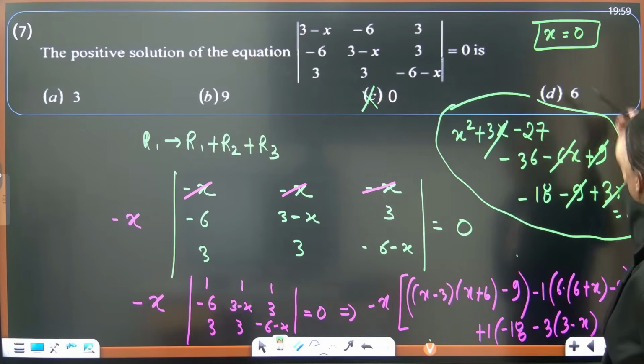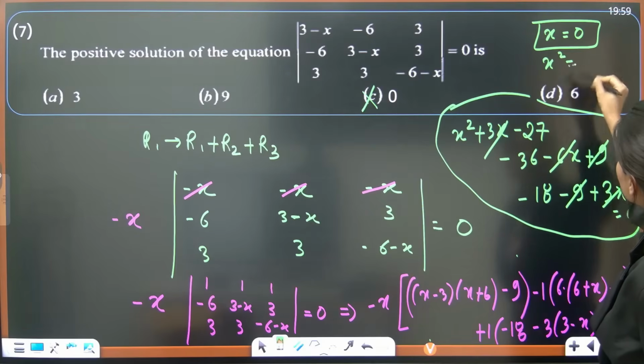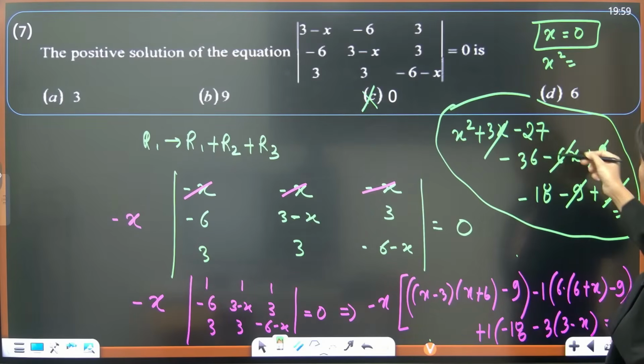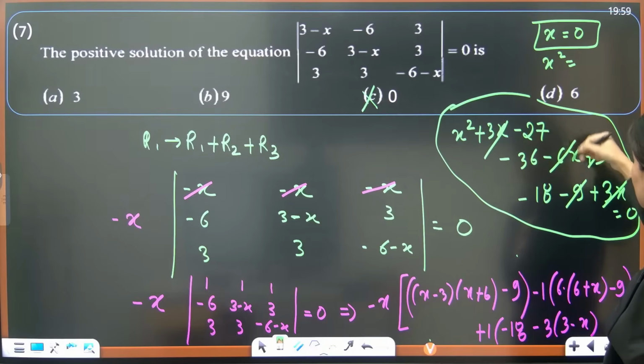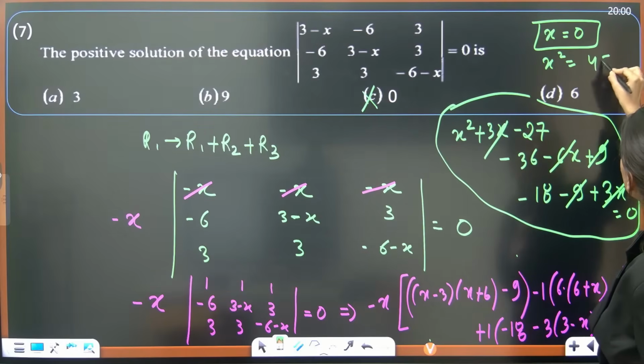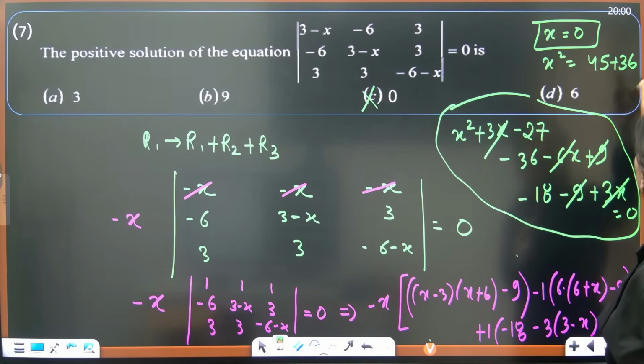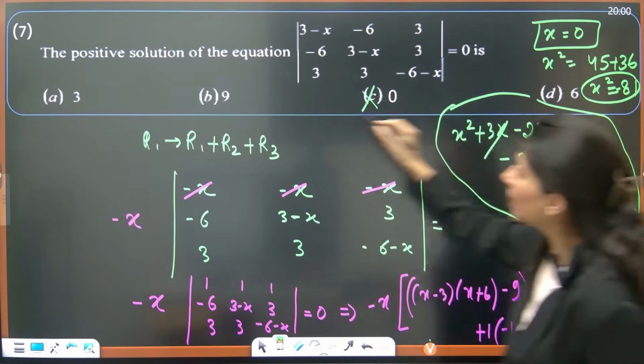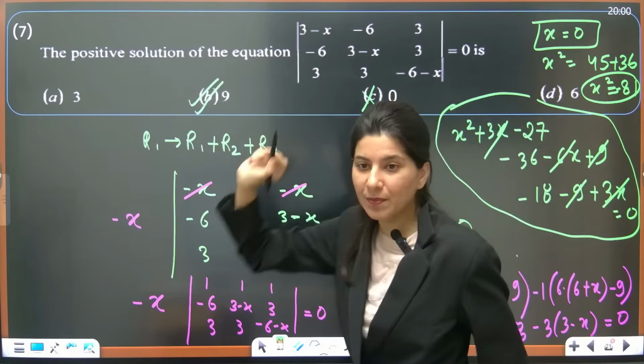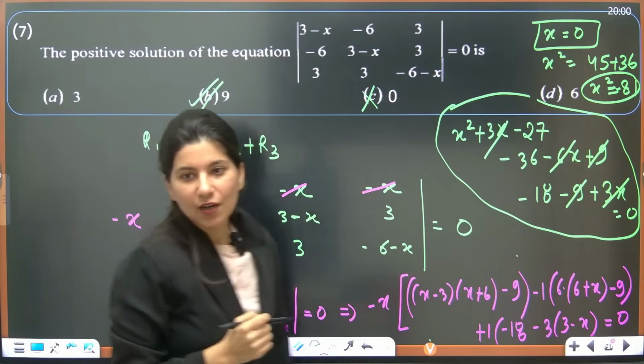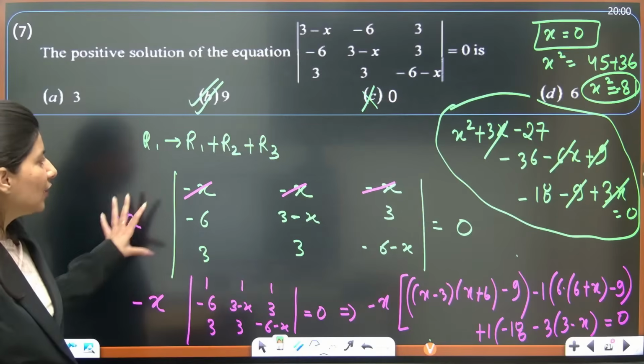Tell me now, this is x square is equals to 27 plus 36 plus 18. So this is 45 and 36. 45 plus 36, correct? So x square is coming out as 81. Correct or not? Yes, x square is 81. So x is plus minus 9. Option B is correct. Option B. So what did we do over here?